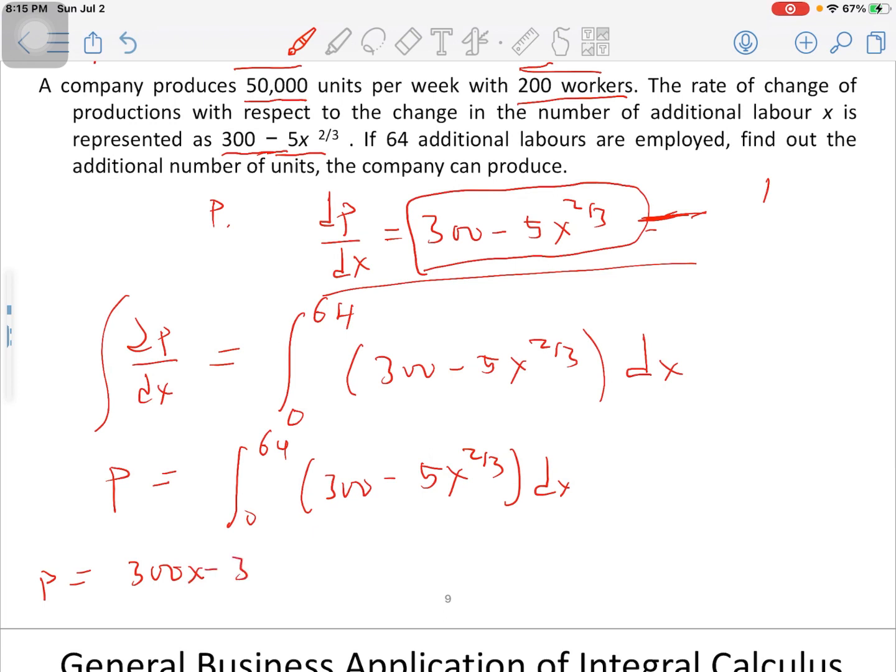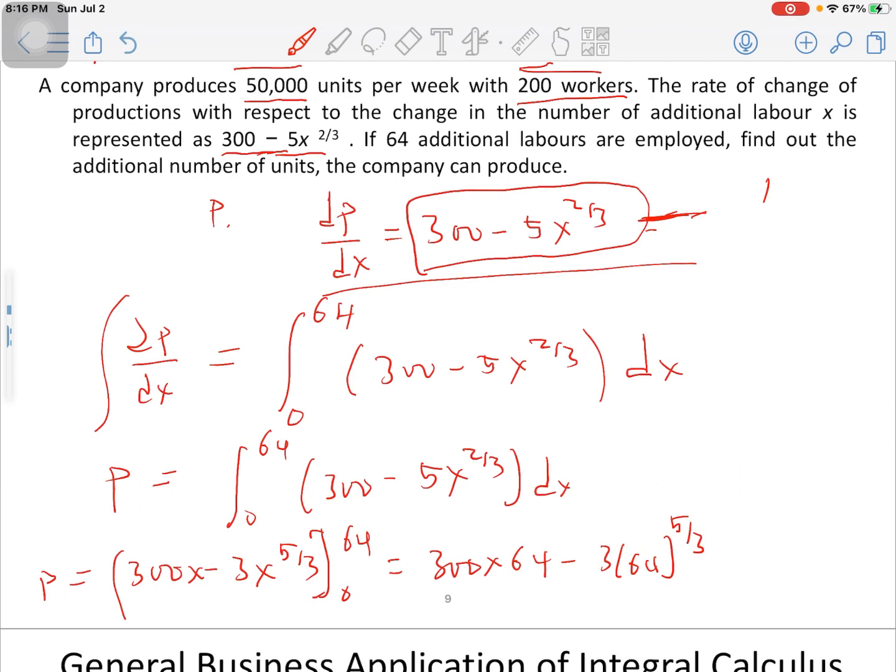When we integrate the right hand side, we are going to get 300x minus 3x power 5 over 3. And then don't forget that we have the limits 0 to 64. And therefore, by substitution, we are going to get 300 multiplied by 64 minus 3 times 64 exponent 5 over 3. And then you know the 0 will give us 0 values.